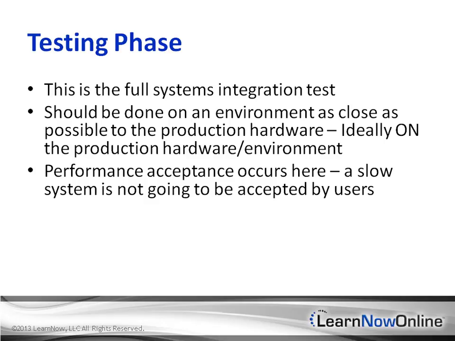Performance acceptance occurs here. This is why you actually want it as close as possible to the production hardware, because only on the production hardware can you be assured that what your users are going to see is what you've been testing against. Slow systems are not going to be accepted by users. As we've all seen, SharePoint has a lot of moving parts, and it's very easy to get one item to slow the system down when you roll it out.